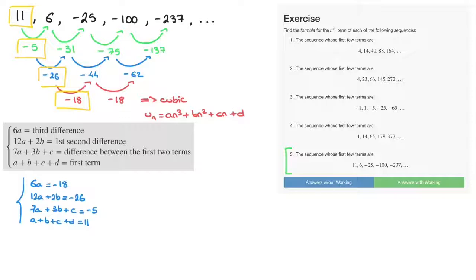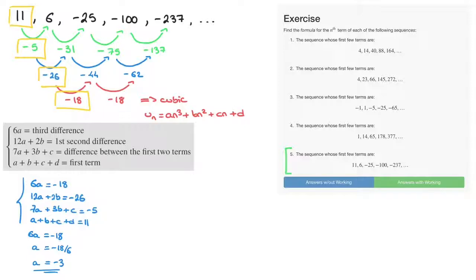And we work through them from top to bottom, meaning we start with 6a equals negative 18. Once it's solved, we move on to the second equation, to the third equation, and we finish with the fourth equation. So let's go ahead. The first equation is 6a equals negative 18. We divide both sides by 6, which leads to a equals negative 18 over 6. And that leads to a equals negative 3.